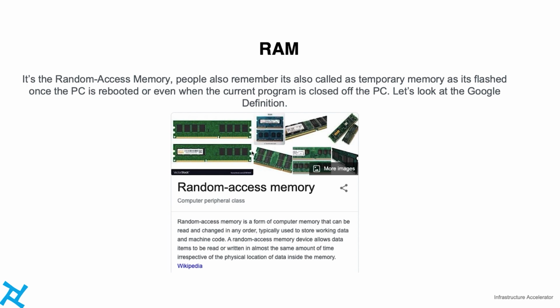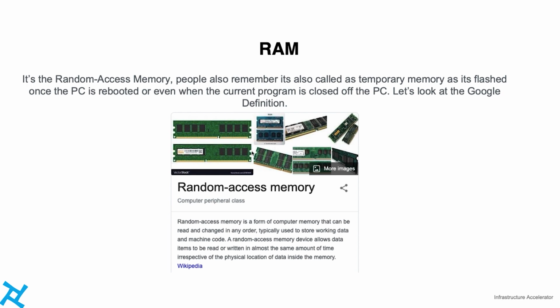Let's look at a Google definition. Random access memory is a form of computer memory that can be read and changed in any order, typically used to store working data and machine code. A random access memory device allows data items to be read or written in almost the same amount of time, irrespective of the physical location of the data inside the memory.